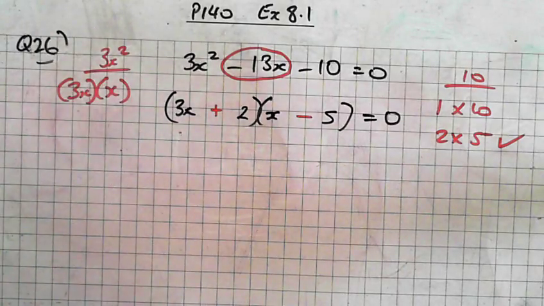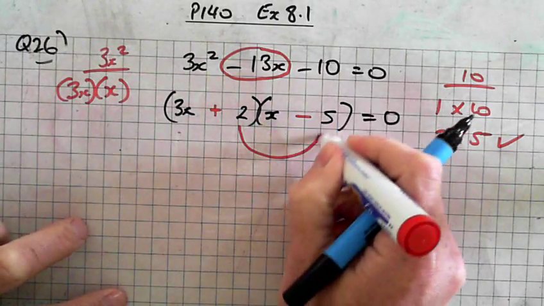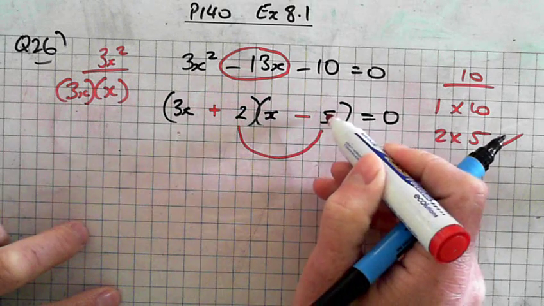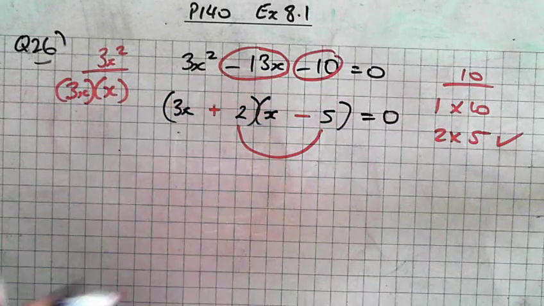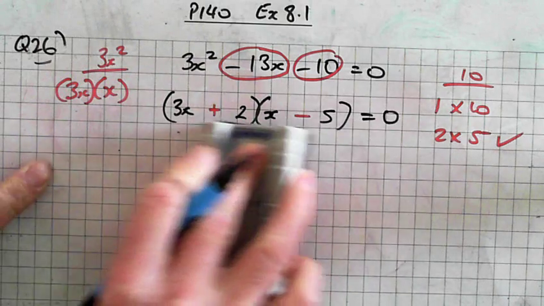Test number 2, multiply these two numbers. Multiply 2 times minus 5 and that gives me minus 10. That's correct. So everything is correct so far.